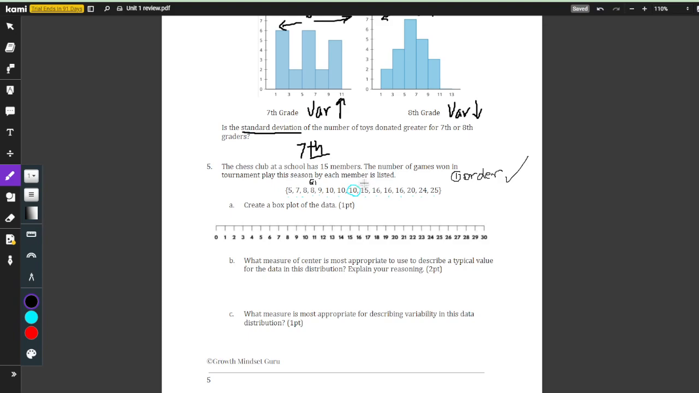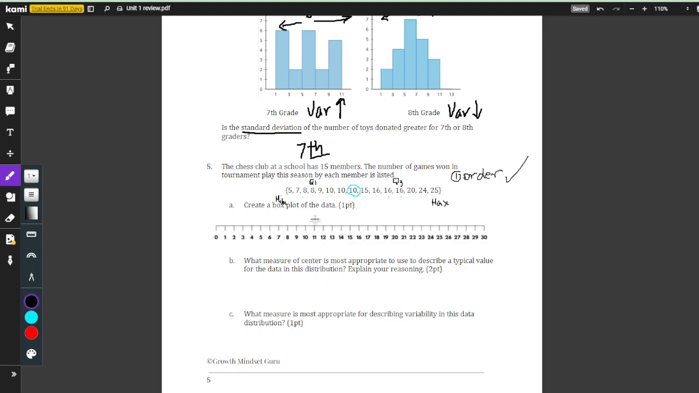Over here, we're doing the same thing, right side of the median. And then we cancel it out here, here, here, here. So our Q3 is going to be 16. Now, this is our max, and then our minimum's over here.